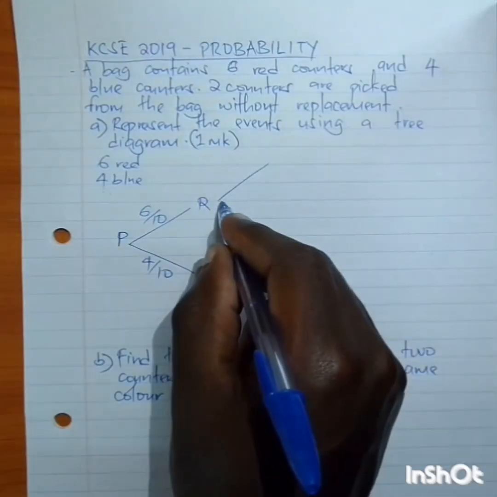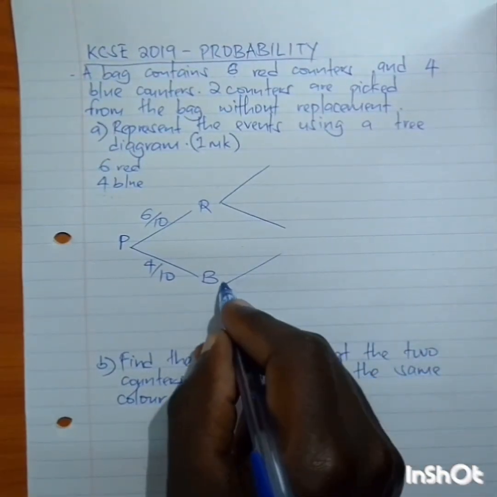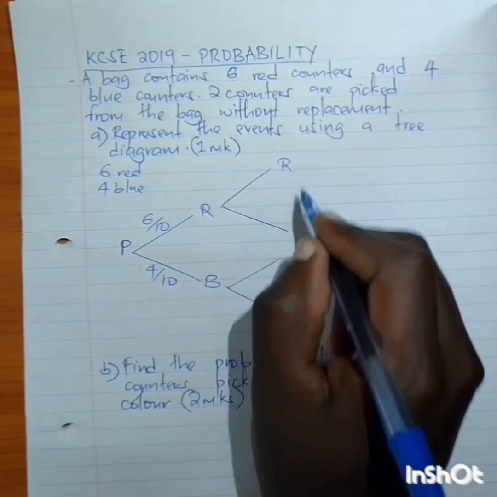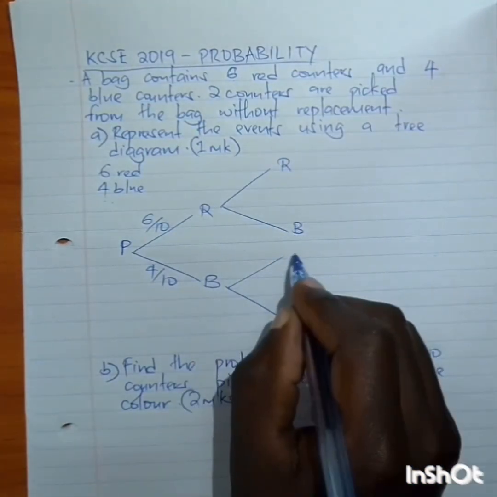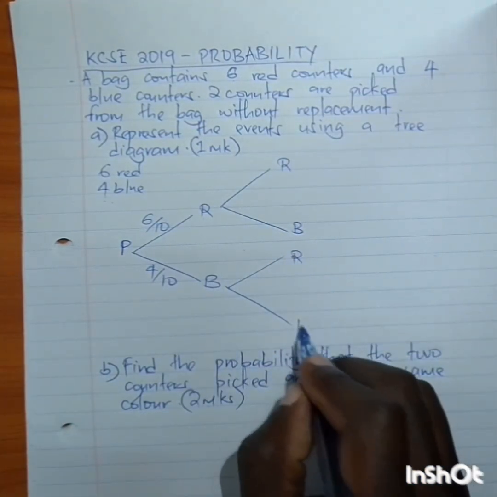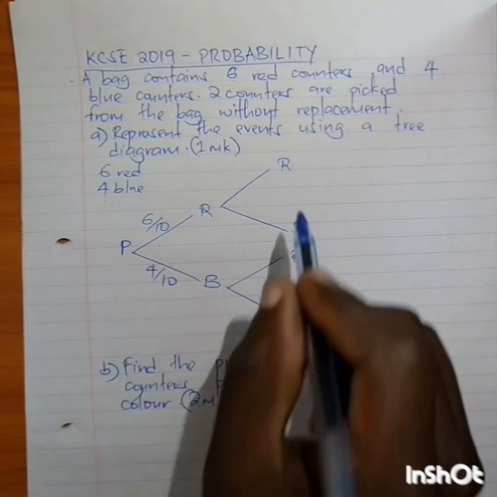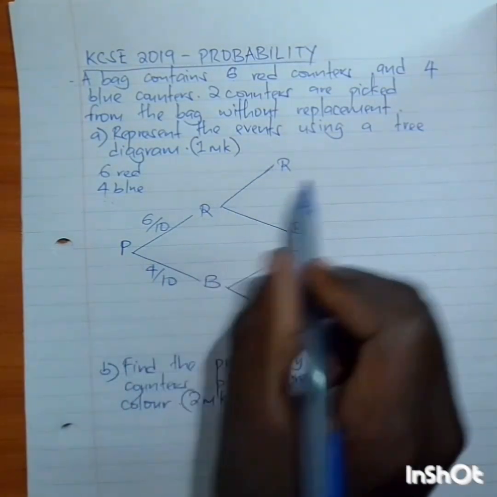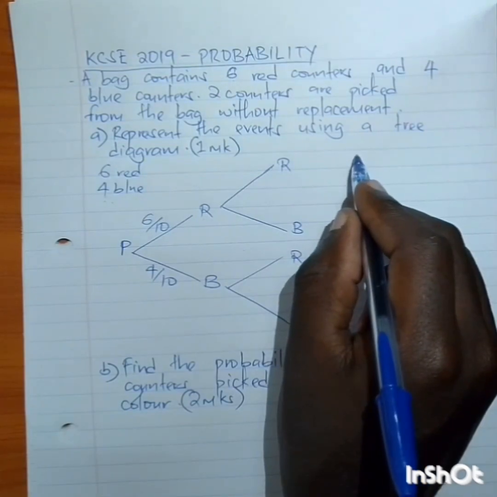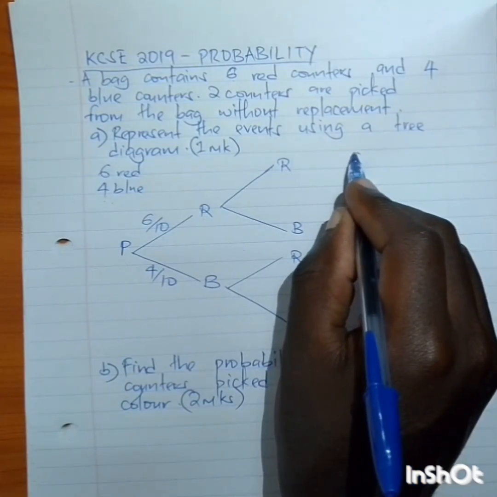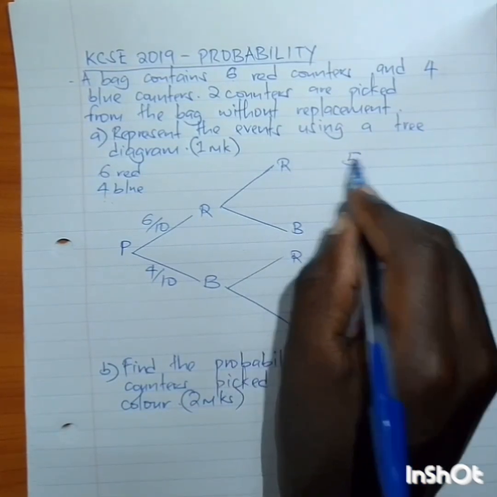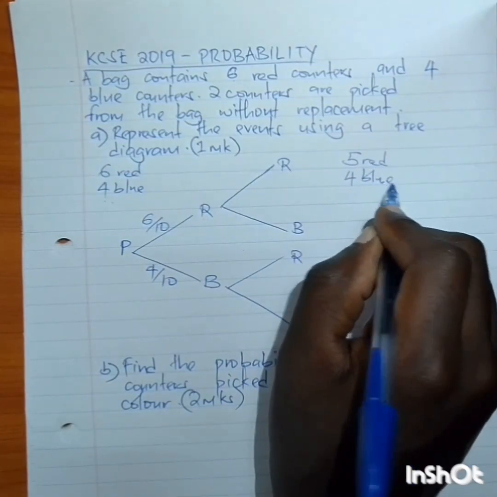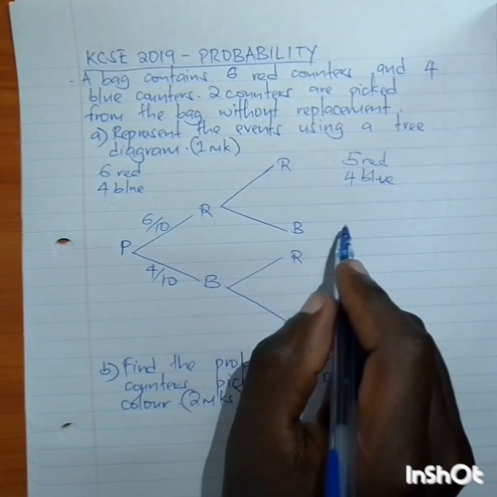To the second counter, we draw another set of branches. We have the probability of picking red and picking blue in the first one, and we also have the probability of picking red and blue in the second one. Here, we picked red the first time. So how many red remained? We had 6 red and 4 blue, so they remain with 5 red and 4 blue.